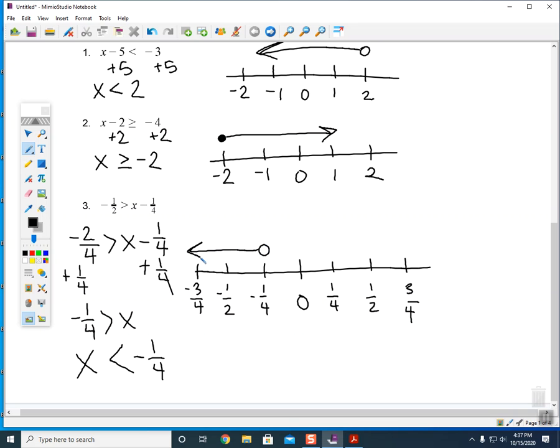So I'm going to use an open dot, and I'm going to point my arrow to the left because it's less than. A lot of people, when they look at this, will say, oh, I put an open dot on negative 1/4, and then it points to the right because it's a greater than sign. But that's not the case here. I actually am going to point my arrow to the left because x is actually less than negative 1/4. And that's a little less obvious to see.